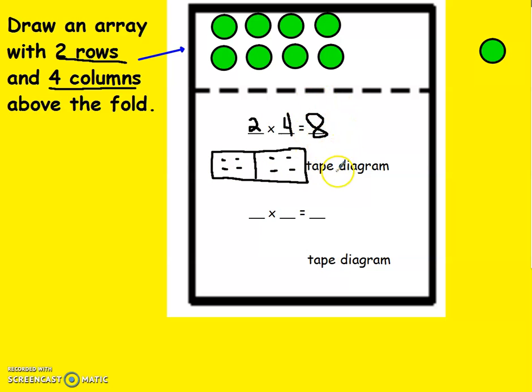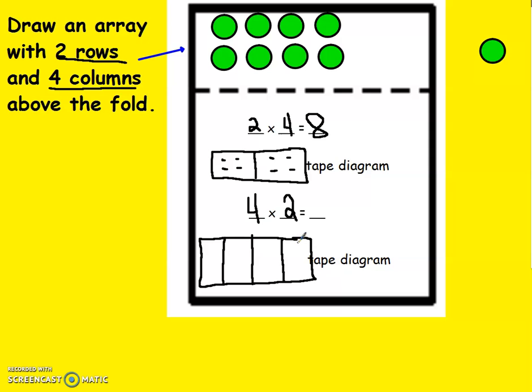But what if I did something very tricky to you guys? What if I did something super tricky, and I did 4 groups of 2? Think about how you would draw that as a tape diagram. 4 groups of 2. How would you draw that? How many groups would you draw? Yeah, we would draw ourselves 4 groups. So 4 groups, so 1, 2, 3, 4.